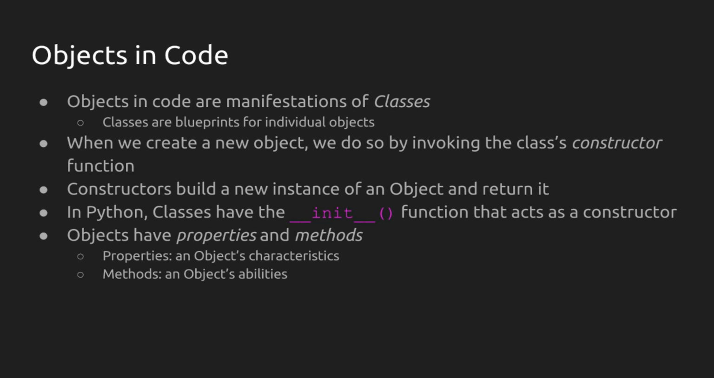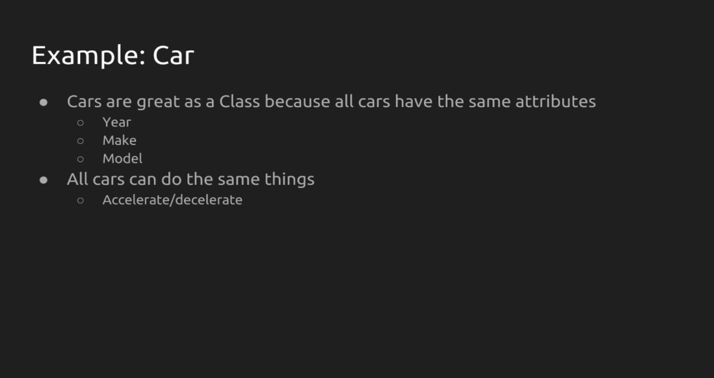A couple of other vocabulary points just before we jump into the code. You'll hear me talk about properties and methods. Properties are things that an object is, its characteristics, and those are built into the object, as we'll see. And methods are an object's abilities, what the thing can do. I like using cars as an example.